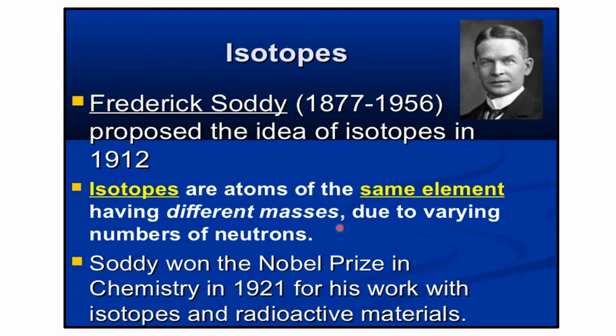Finally, to remember what isotopes are: isotopes are atoms of the same element having different masses, due to the varying number of neutrons in them. Frederick Soddy observed the existence of isotopes in the year 1912, and for this work he won the Nobel Prize in 1921, that is, nine years after his discovery.